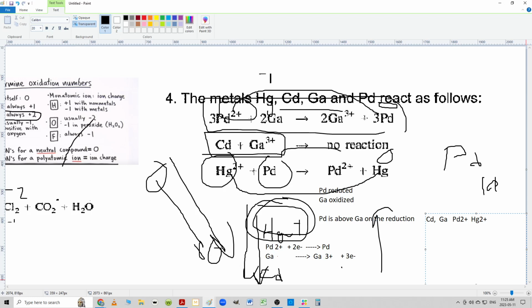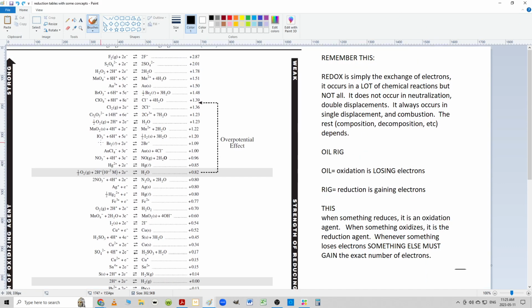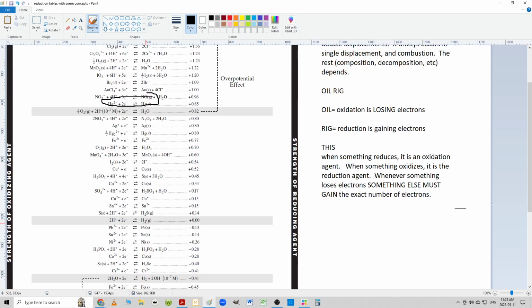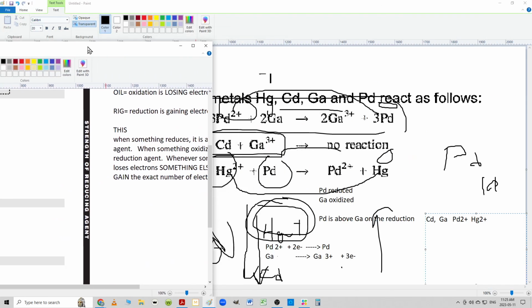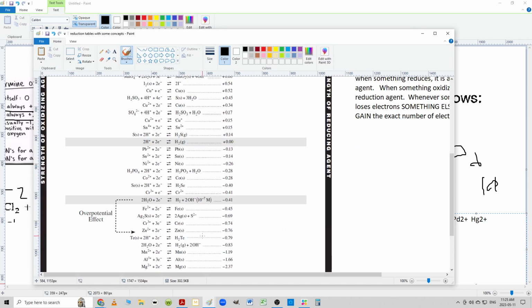You can always confirm this if you have a very complete reduction potential table. You can always find, let's see if I can find some of them up here. By the way, these tables have many more. So there's Hg. Let's keep looking. Don't think we're going to find Cd on here, by the way. What else was on our table? Ga, Pd, and Cd. And don't mistake lead for Pd.